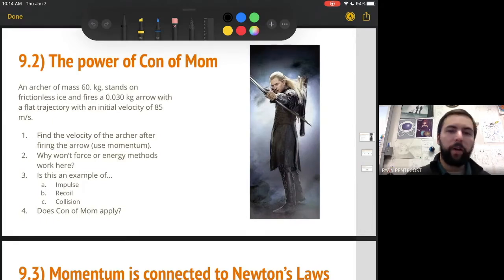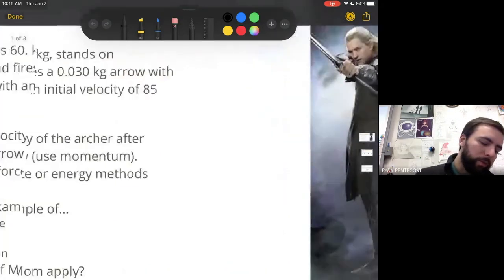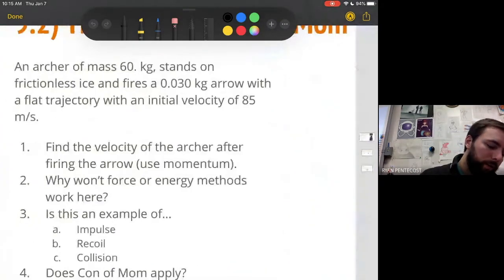Number 1 asks, find the velocity of the archer after firing the arrow, and it says to use momentum. Number 2, we'll talk about why force and energy methods don't work here. And then we'll talk about if this is impulse, recoil, or collision, and then does conservation of momentum apply. So first, let's get our givens. I'll write them off to the side.